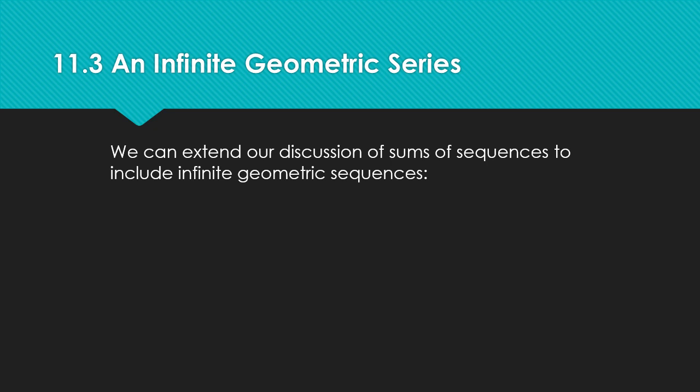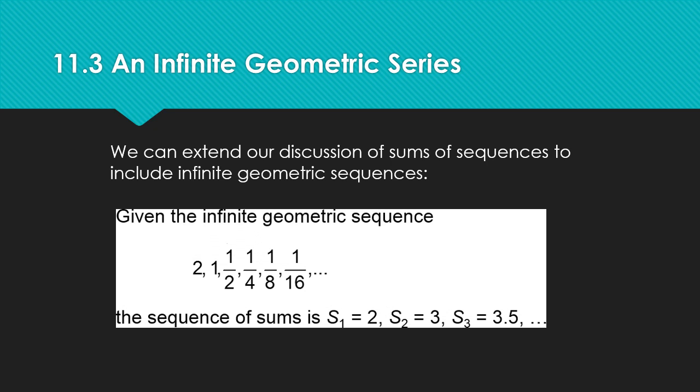We can extend our discussion of sums of sequences to include infinite geometric sequences. So let's say we've got this infinite geometric sequence. So it's 2, 1, 1/2, 1/4. Our common ratio there is going to be 1/2. That's what we're multiplying by. The sequence of sums, if you were to add these together, 2 plus 1 is 3. 2 plus 1 plus 1/2 is 3.5.